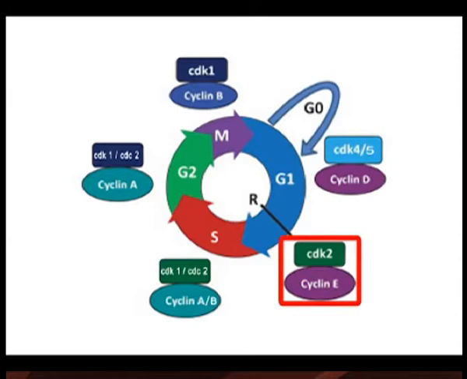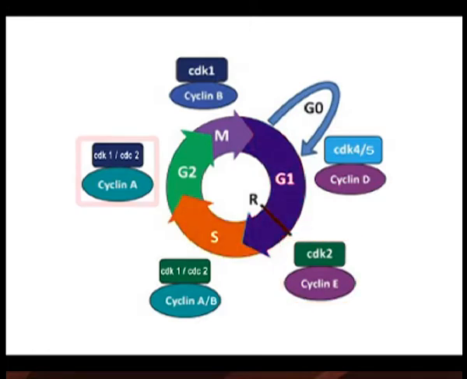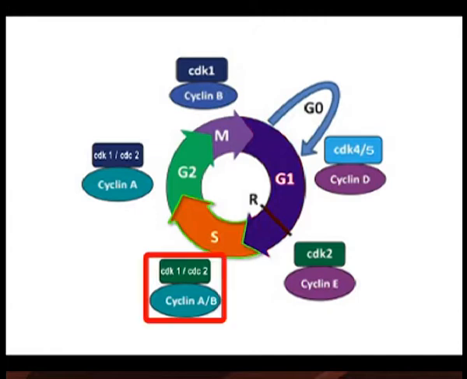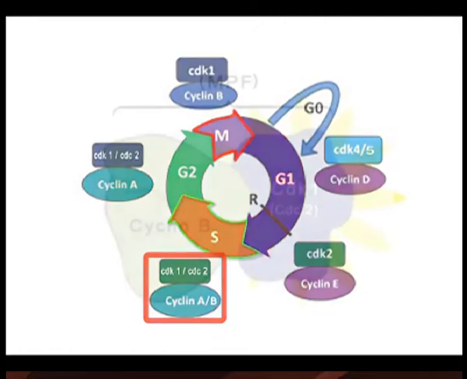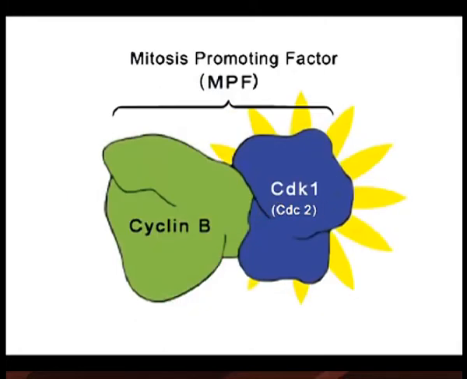Cyclin E binds to CDK2, and this CDK2 cyclin E complex pushes the cell from the G1 to the S phase, whereas the CDK2 cyclin A complex controls the events of S phase. CDK2 cyclin A or CDK1 cyclin B are involved in G2 to M transition and early M phase. CDK1 is the catalytic subunit of MPF, that is mitosis promoting factor.